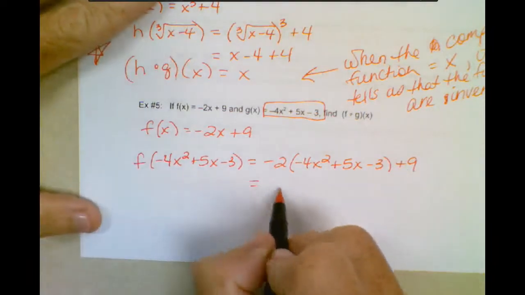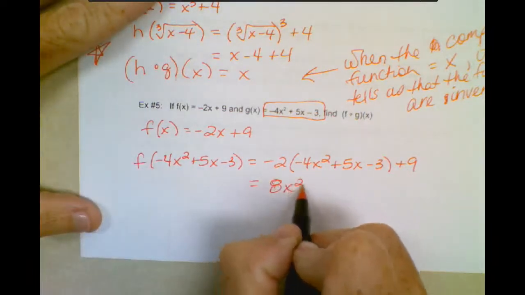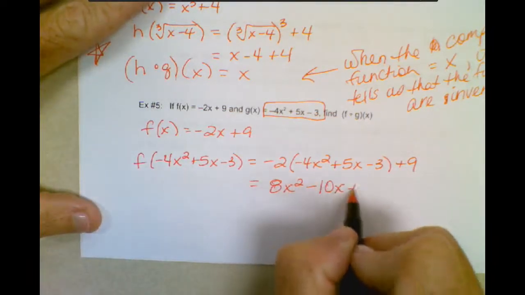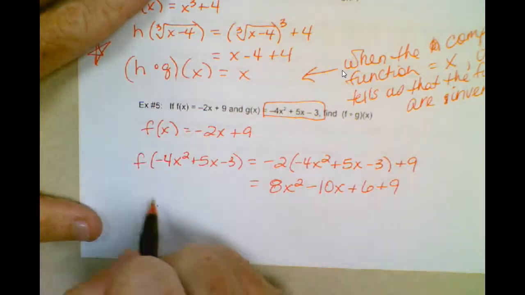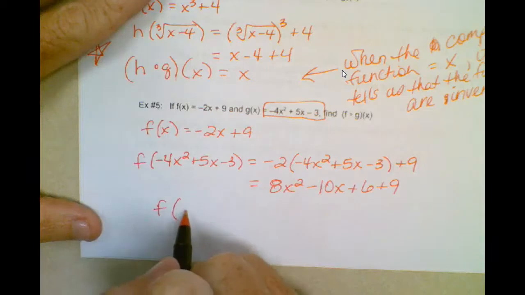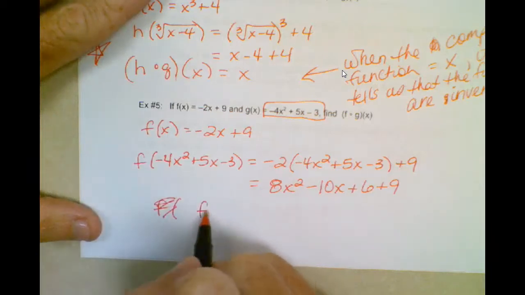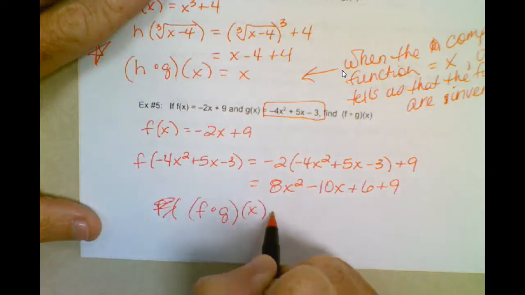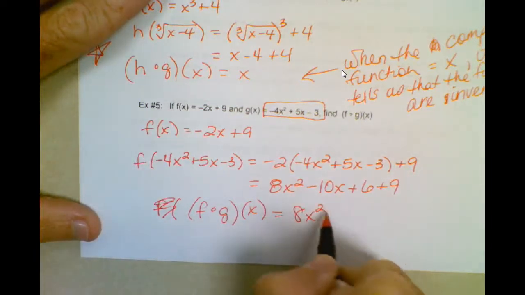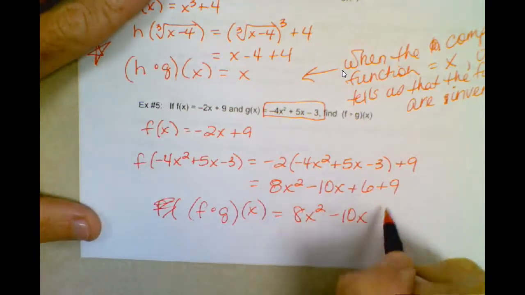Let's go ahead and simplify that out. So we get 8x squared minus 10x plus 6 plus 9. So let's write it this way, f of g of x equals 8x squared minus 10x, 6 plus 9 is 15.